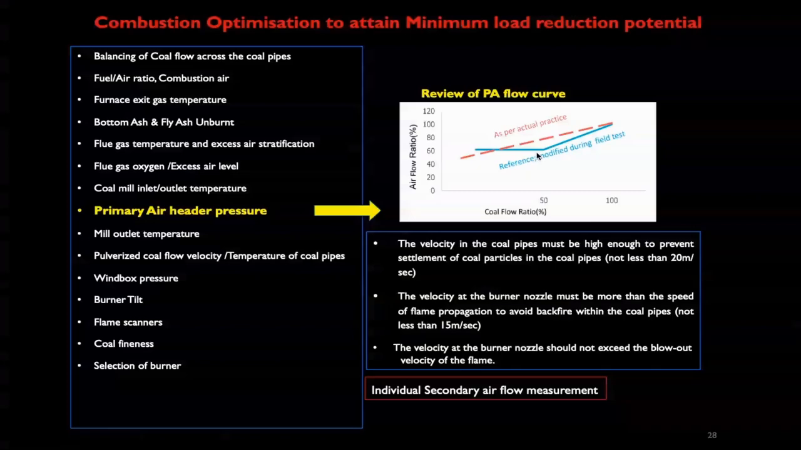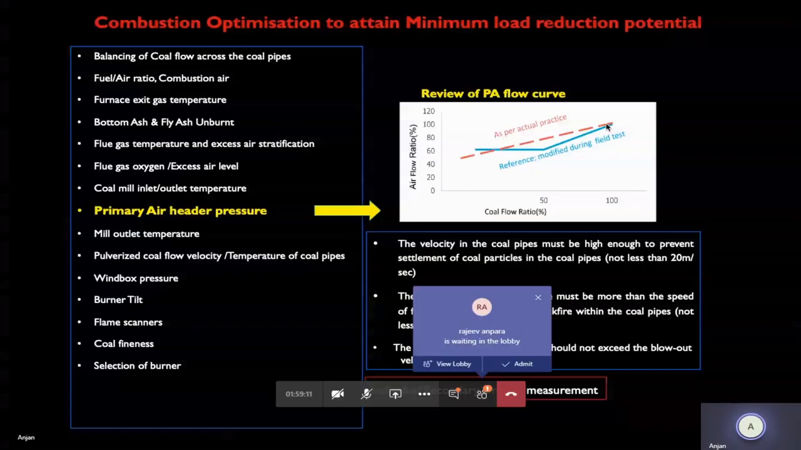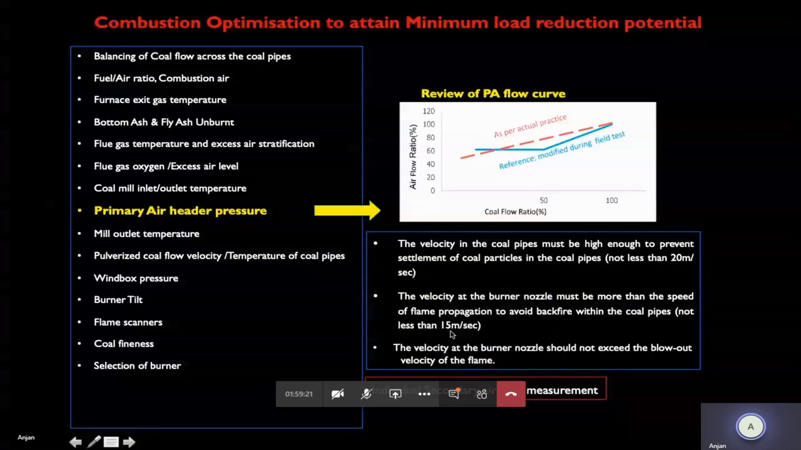Originally it was a straight line. If your mill turndown ratio is low, then you may be somewhere here, but till 50% turndown, it should be a straight line. And then after that, you increase it gradually. Turndown is one of the operations, and even for the safety of your mill and boiler, you need to have a particular air fuel mixture. If it is very rich, then it may be an explosive mixture. And the velocity must not be less than 20 meters per second. Again, the velocity must not be too much, so as to blow away the flame from the burner.